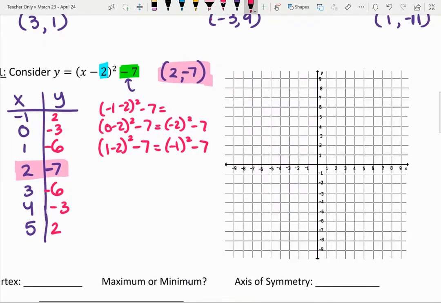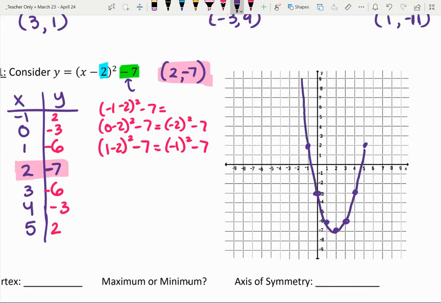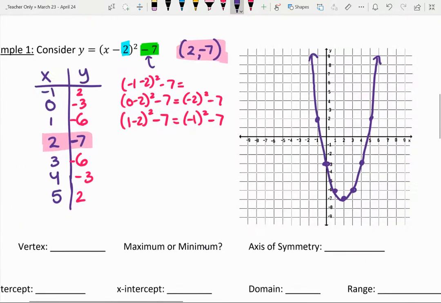So I'm going to plot these points here. So I've got 2, negative 7, and then 1, negative 6, and 3, negative 6. And then 0, negative 3, and 4, negative 3, and negative 1, 2, and 5, 2. So remember, to graph a parabola, it's best to have 5 points at minimum, just to get a better picture of it. But there we go. So we've got our parabola graph there.